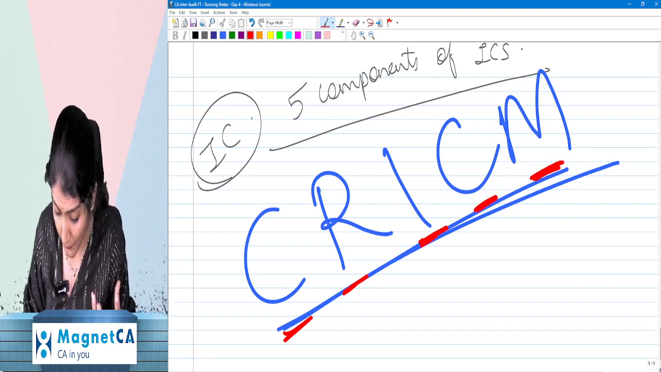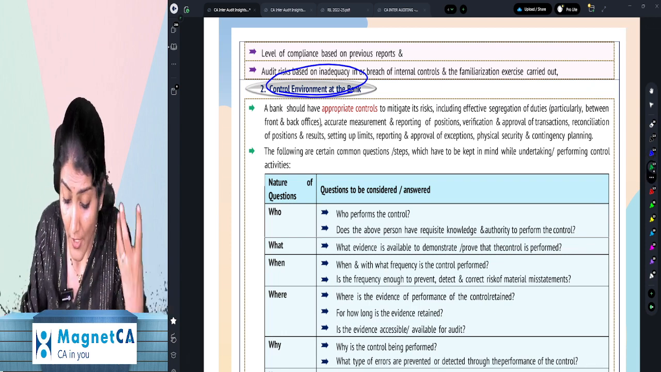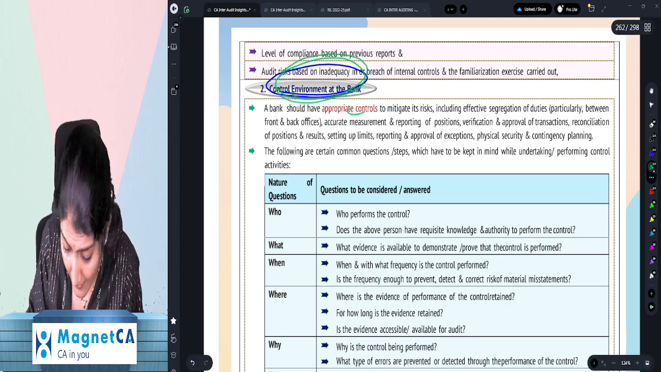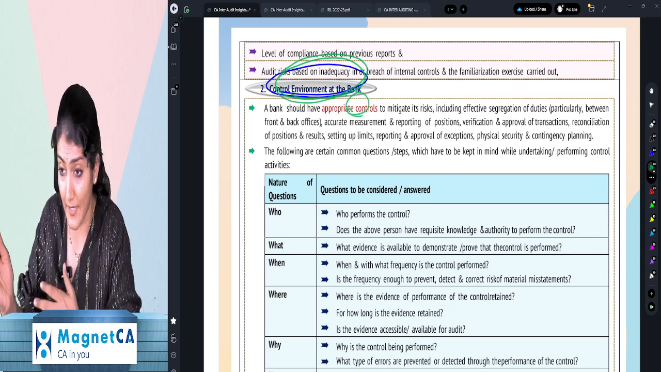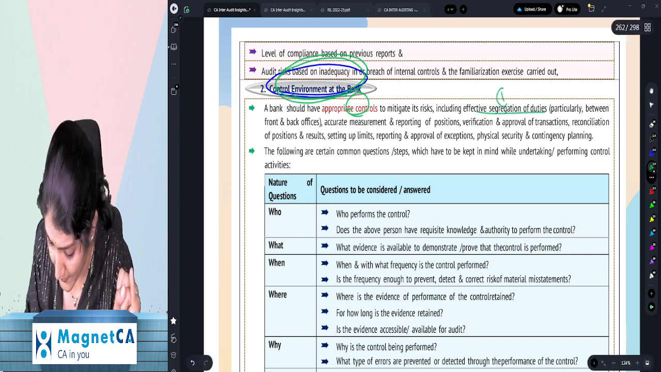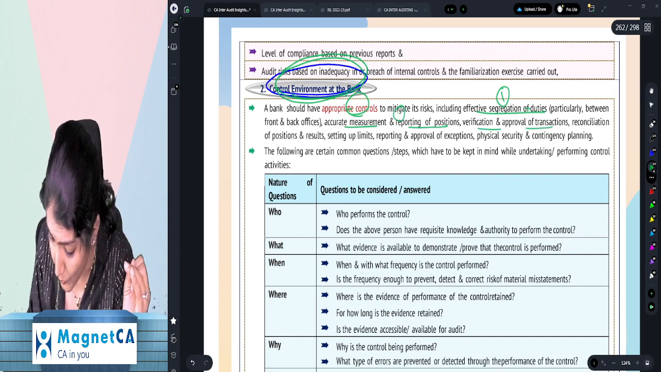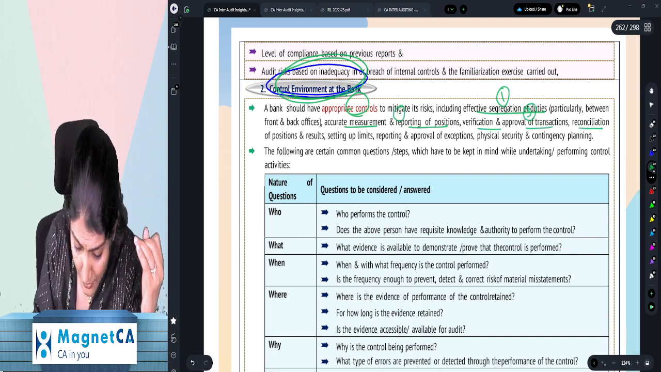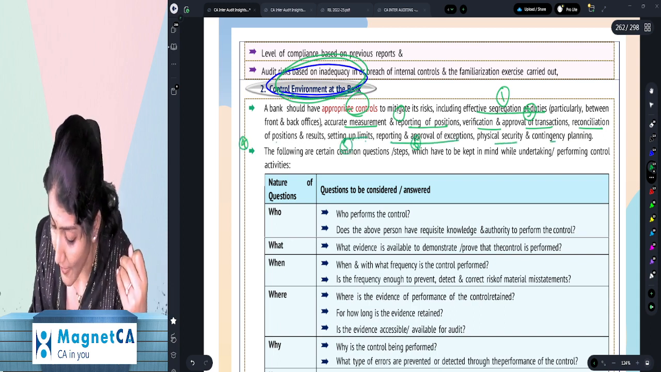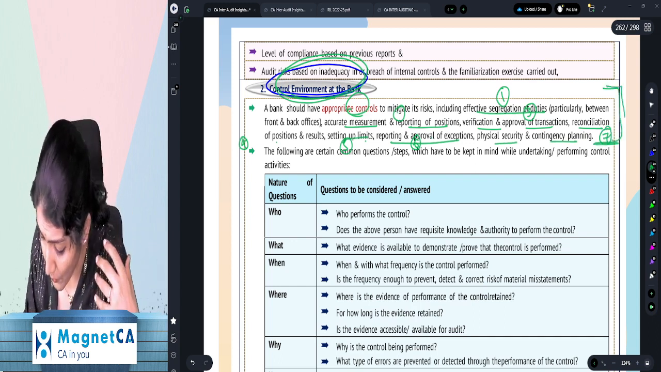Now here, auditor, when you are doing the audit of the bank, in your bank audit approach, you have to check the control environment at the bank. Whether the bank has the appropriate controls to mitigate, reduce, cover and manage the risks, including segregation of duties, division of work, accurate measurement and reporting of position, verification and approval of transaction, reconciliation of position and result, setting up of the limit, reporting and approval of the exception, physical security, and contingency planning. So all these are the controls which should be there at the bank.